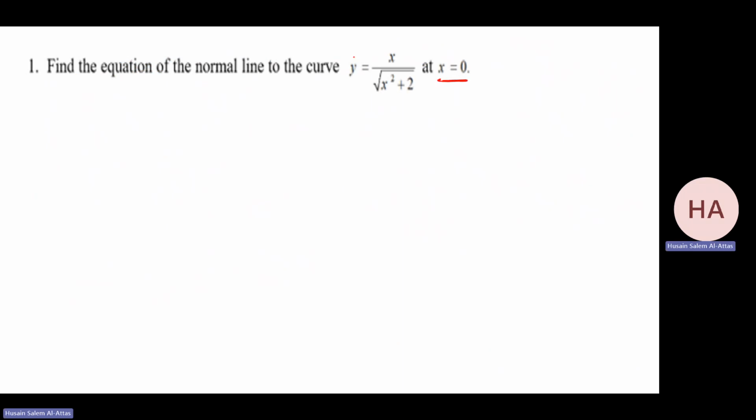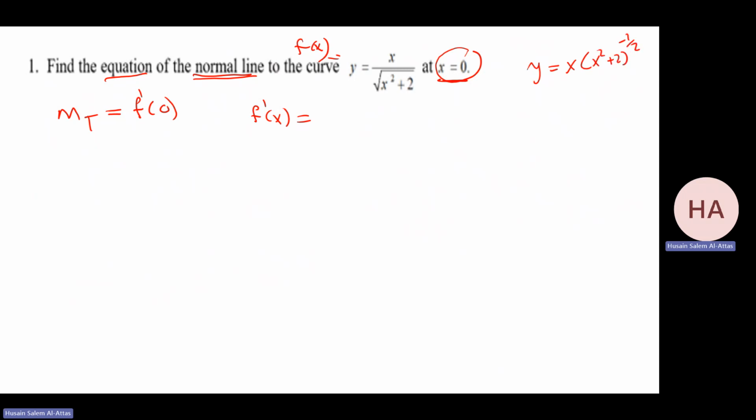Find the equation of the normal line to the curve at this point. Okay. You want to find the equation of the normal line at this point. He gave me the point of tangency. No need to find it. So I know that M tangent equal f prime at 0. Call this f of x. So I need to find f prime of x. First, you know what y is, y equals x times x squared plus 2 to the power minus half. Yeah, make it product, easier.